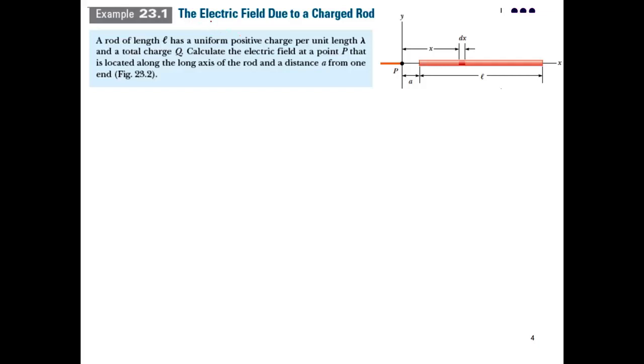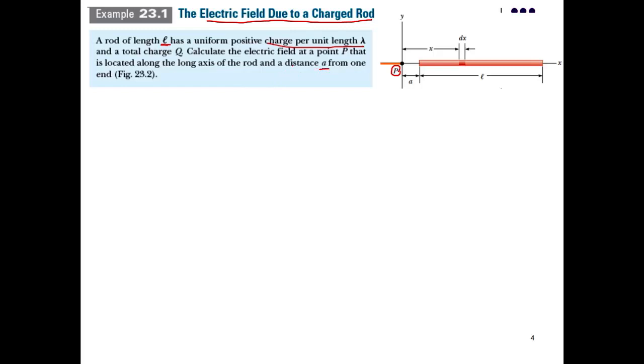We are trying to find the electric field due to a charged rod. A rod of length L has a uniform positive charge per unit length, which means it's charged positively, and a total charge of Q. Calculate the electric field at point P, that's located along the long axis of the rod and a distance A from one end.